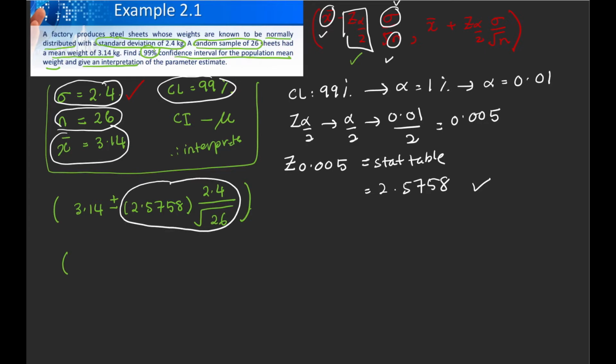Okay, make sure you put this one first, and then 3.14 minus this answer. So the final answer will be 1.9276 and 4.3524 kilograms. So don't forget the unit. Okay, done for the confidence interval.